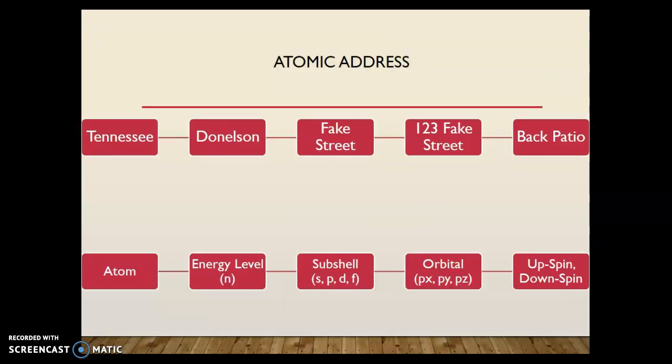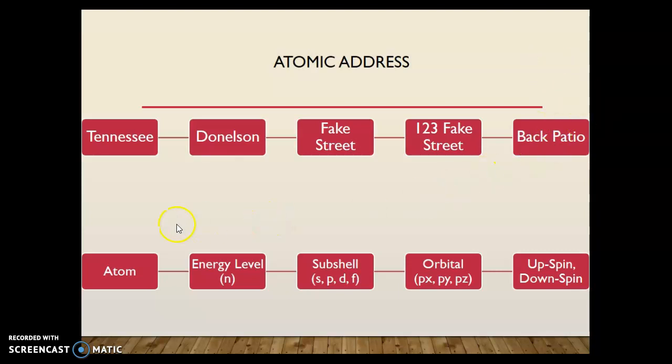Okay, so we're going to look at orbitals, and then in extension to that, tomorrow we're going to look at electron configuration as sort of an atomic address. So for me, as you narrow down, I currently live in Tennessee. I live in Donaldson. I live on a street that I will not tell you, at a house that I will not tell you, and you are most likely to find me when I am at home on the back patio. So if you were to come to my house and try and find me, that's most likely where you would find me.